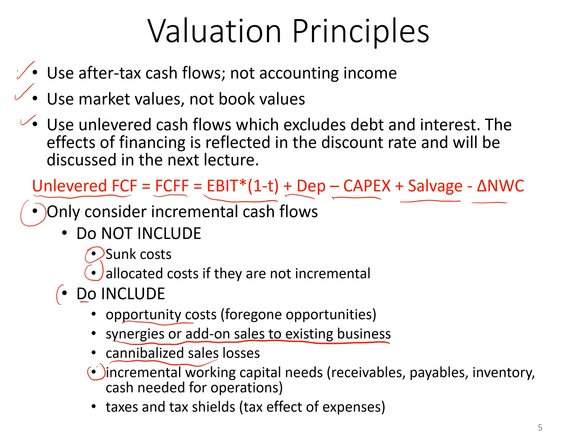We want to also include the incremental working capital needs. That would be the receivables minus payables, any inventory buildup and reduction at the end, and any cash needed for operations. And lastly, you want to make sure we include taxes or tax shields on our expenses. We'll talk more about tax shields later.